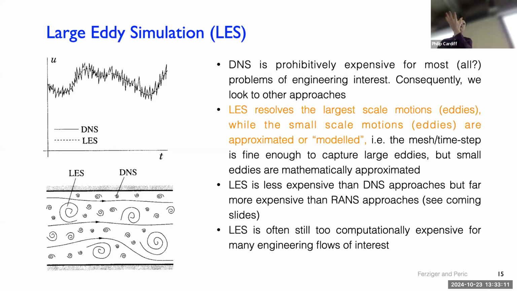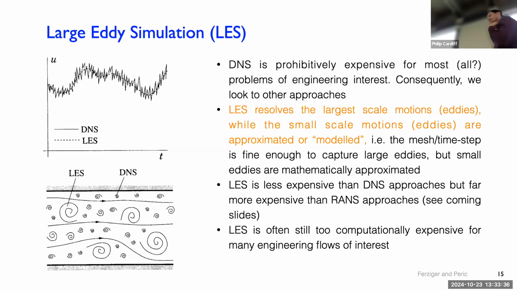DNS is one way to do that, but there might be other ways as well. So LES is far less expensive than DNS, but it's still very expensive relative to RANS, and RANS is the third approach we're going to look at. RANS is what you're going to use in the lab. It's often too expensive for engineering flows, but I probably started teaching this course 10 years ago, and it's actually changing now.